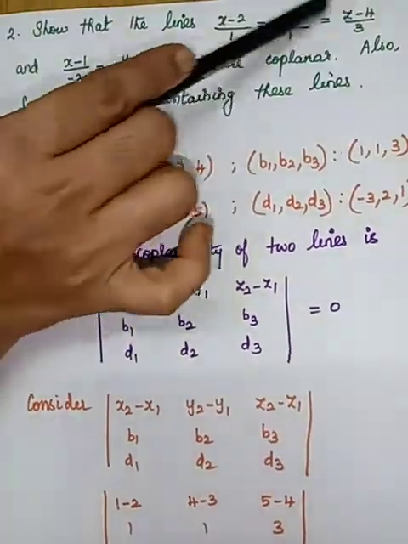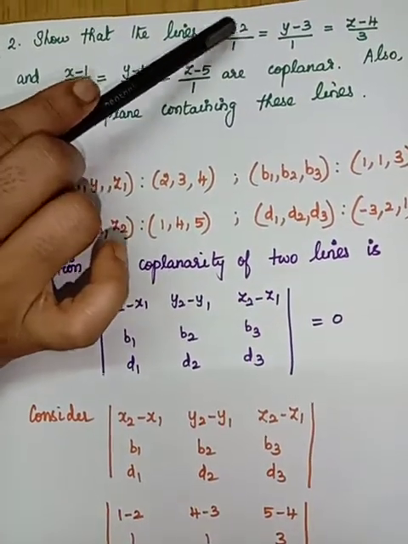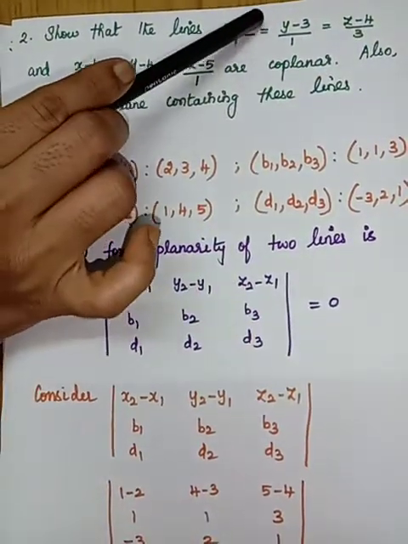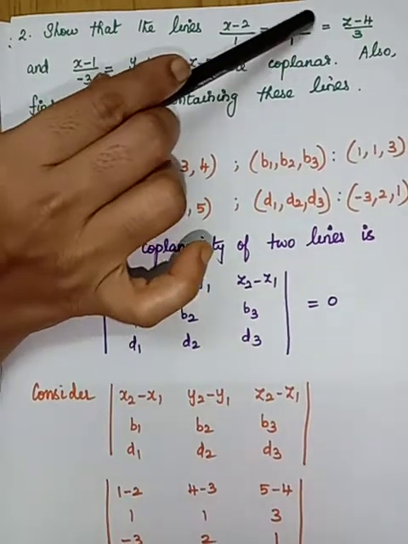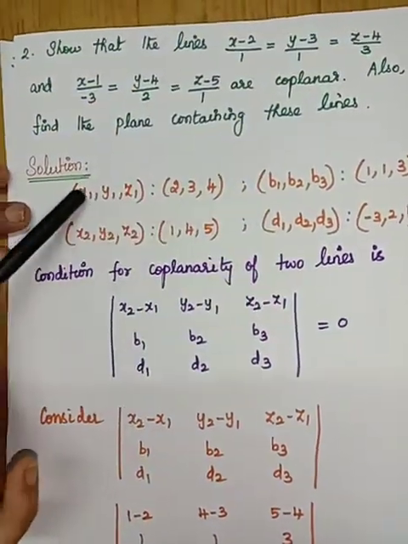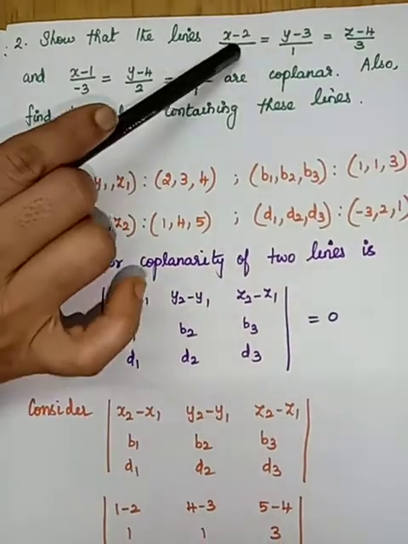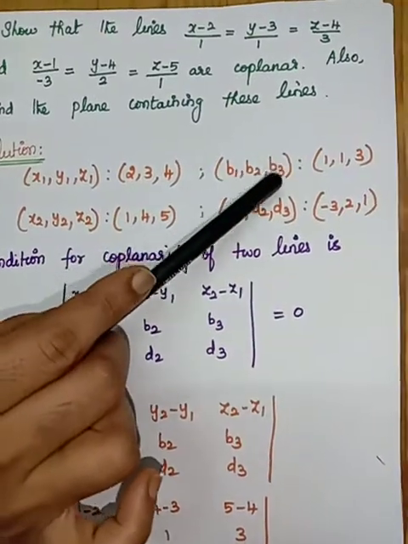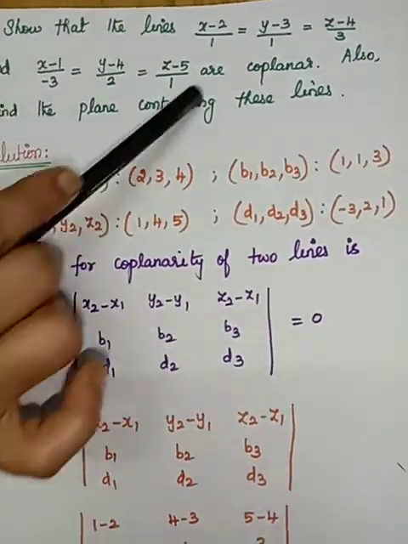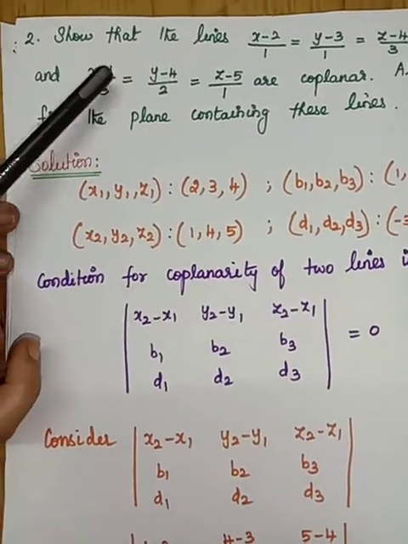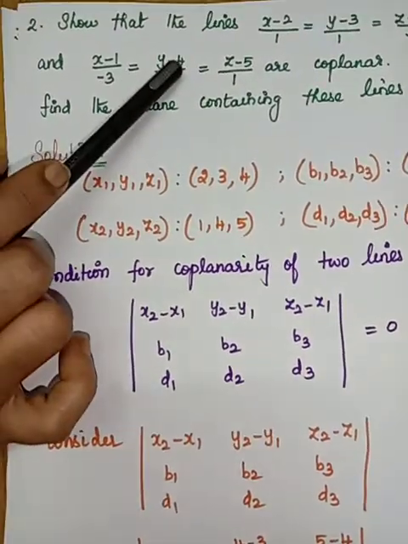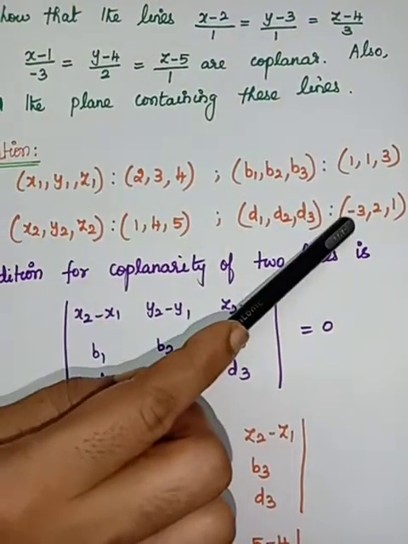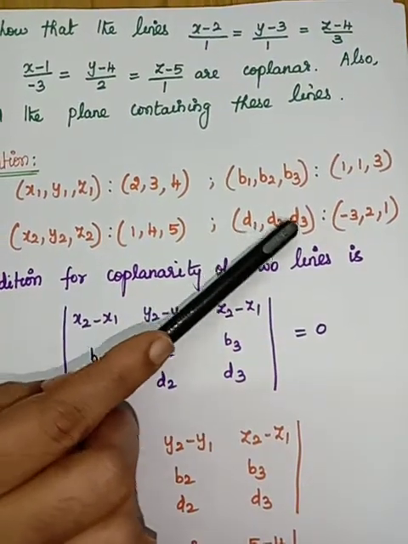Okay, take the first line, the numerator x minus x1, y minus y1, z minus z1. So the point, what is it? 2, 3, 4 is nothing but x1, y1, z1. And the denominator, what is it? 1, 1, 3, they are nothing but b1, b2, b3. In the same way from the second line, the passing point is 1, 4, 5. And from the denominator, what is it? Minus 3, 2, 1. That is nothing but d1, d2, d3.